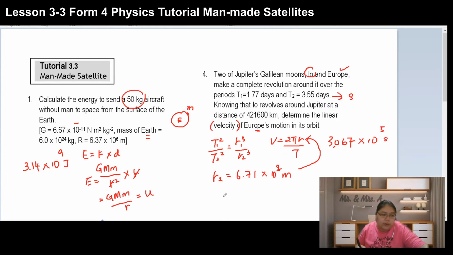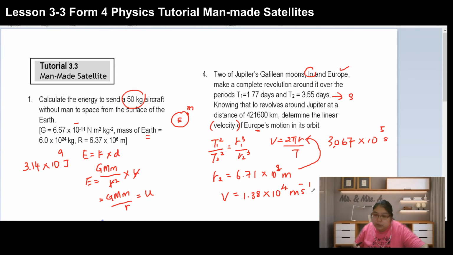Then you find the V should be 1.38 times 10 to the power of 4 m/s. So this is the answer when you find the velocity.